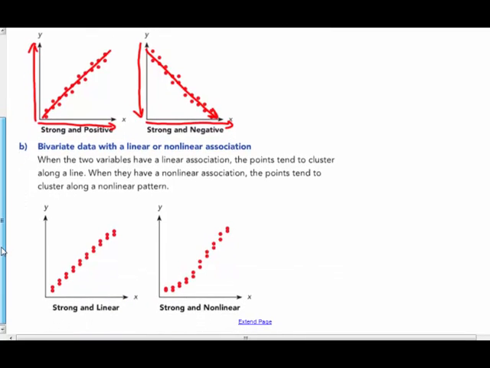So bivariate data with a linear or nonlinear association. When the two variables have a linear association, the points tend to cluster along a line. As you can see here, strong and positive linear association there. When they have a nonlinear association, the points tend to cluster along a nonlinear pattern. It can look more like a U, or it can be kind of a curve. So that's nonlinear, not in a line.